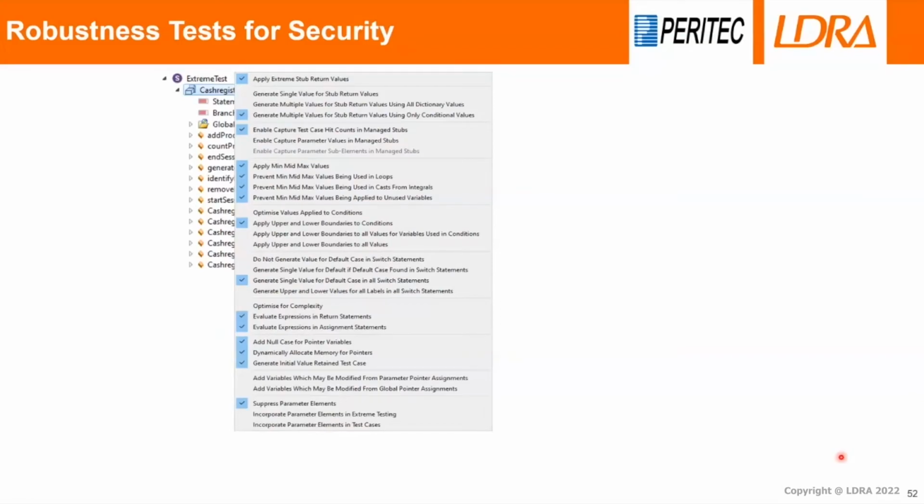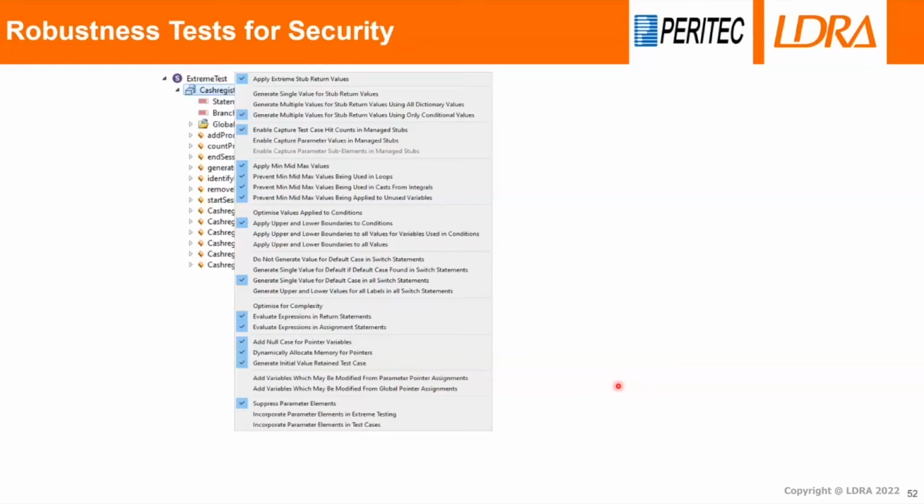So the screenshot here shows that LDRA tool suite is capable of creating inputs for robustness testing. For example, we can apply min, mid, and max value for conditional statements for data types. We can also deal with the pointers, whether to add abuse cases like null pointer, or dynamic allocation of pointer, or a retained value for a pointer. So the functional use case may be pointing to a structure and accessing the elements as an example. But the abuse cases may be pointing to null, creating a physical memory, or pointing to a dynamic memory. All these will be abuse cases.